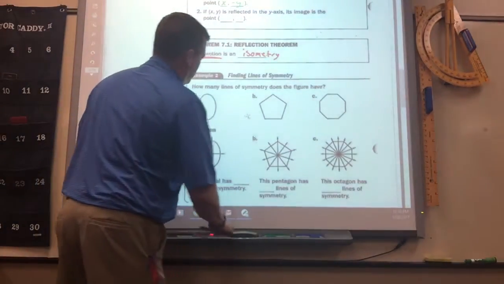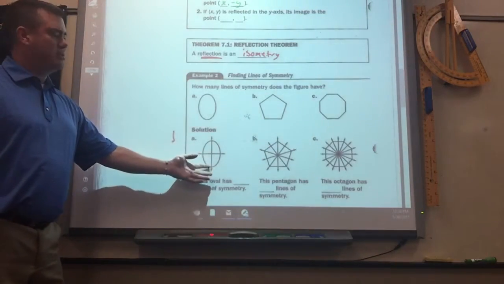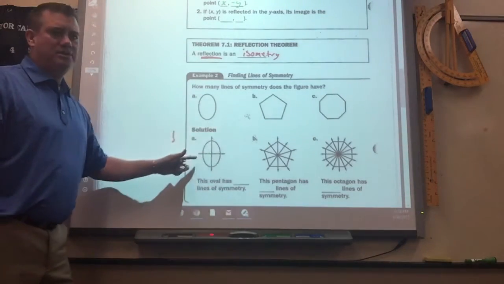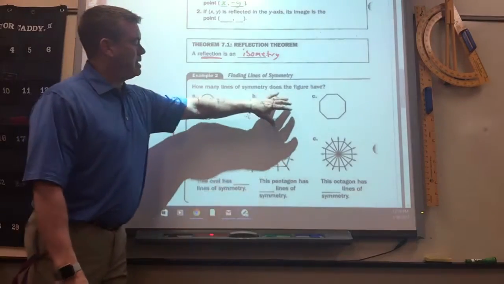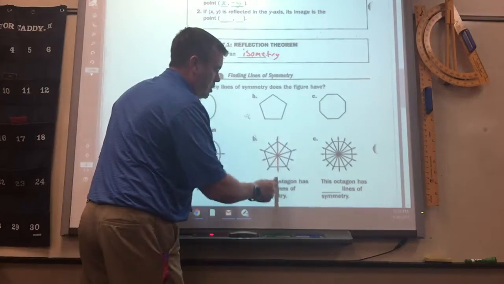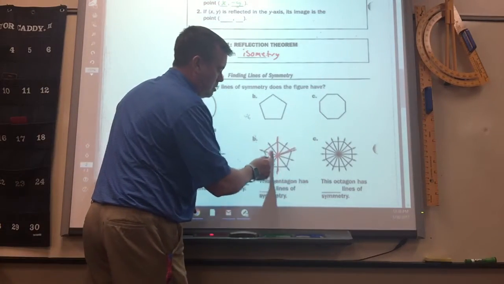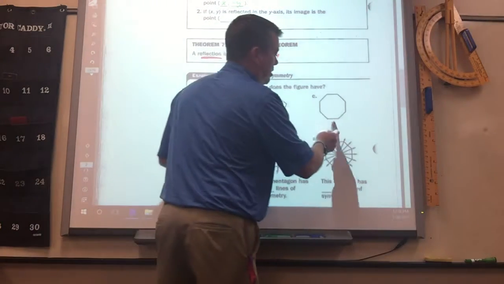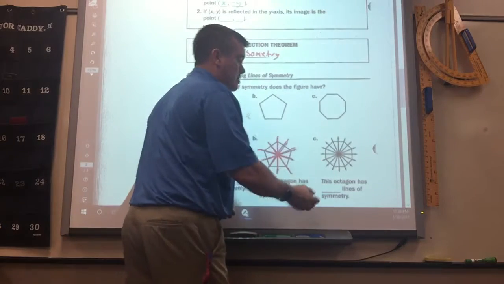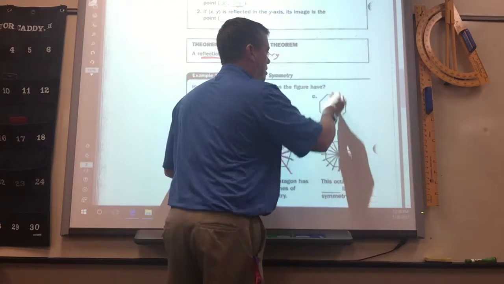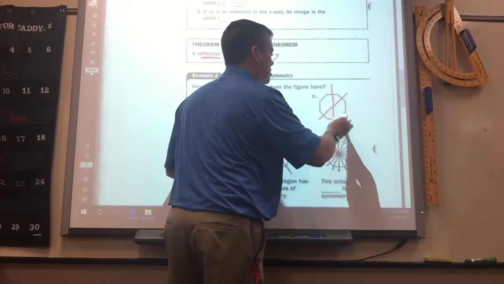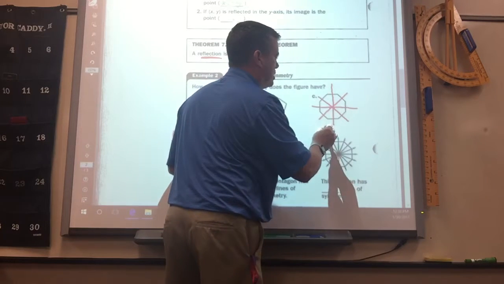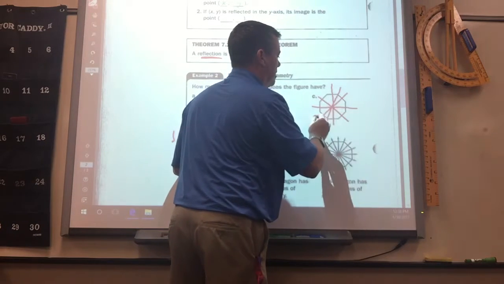Lines of symmetry. They drew them in here for us. This oval has 2 lines of symmetry. A regular pentagon has 1, 2, 3, 4, 5. A regular hexagon has, you can go through each side, 1, 2, 3, 4, and through each vertex, 5, 6.